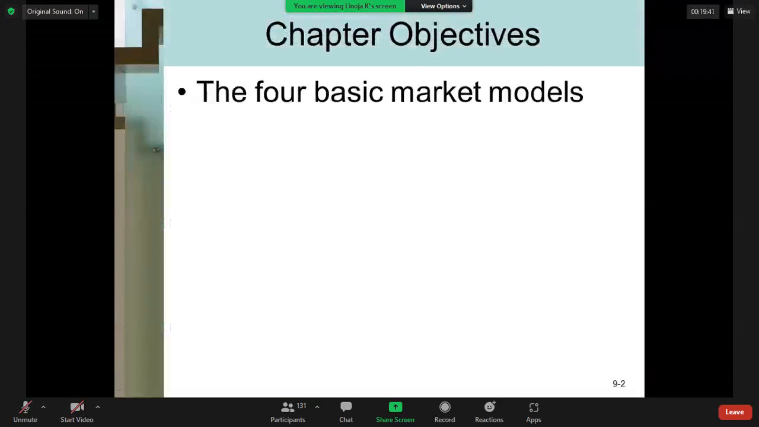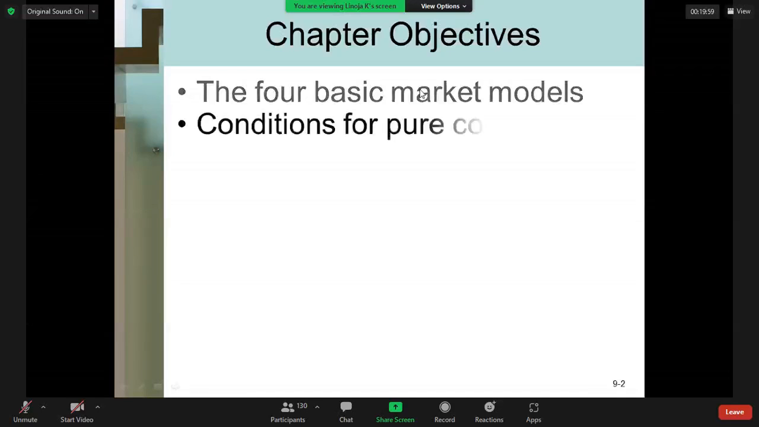In this chapter we are going to study the chapter objectives. First of all, the 4 basic market models or market structures. There are 4 markets we are going to study. Then the conditions for pure competition. I told you pure competitive market is one of the market structures. So we have to study what conditions, what kind of things are needed for a market to be a pure competitive market, right?